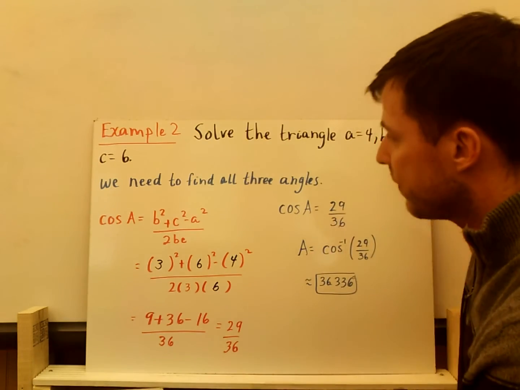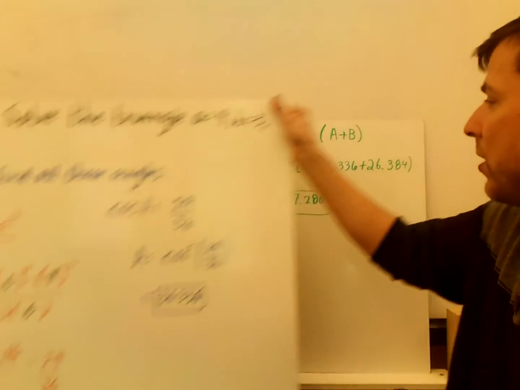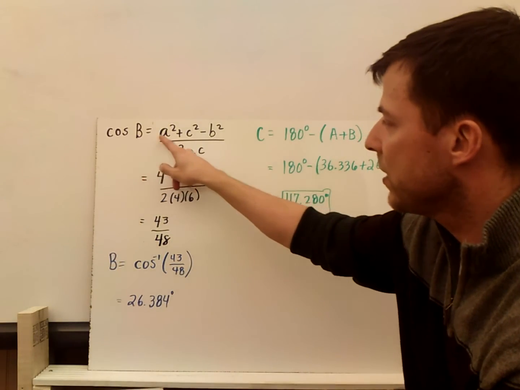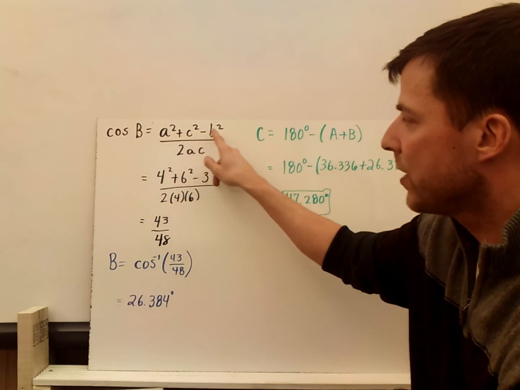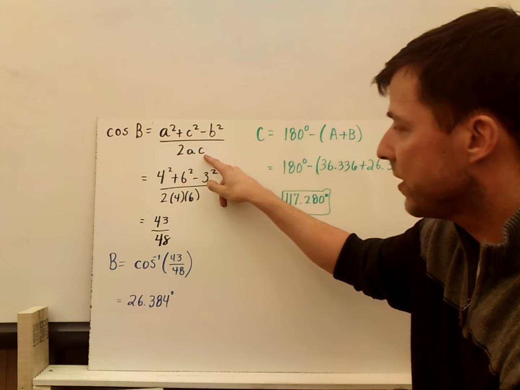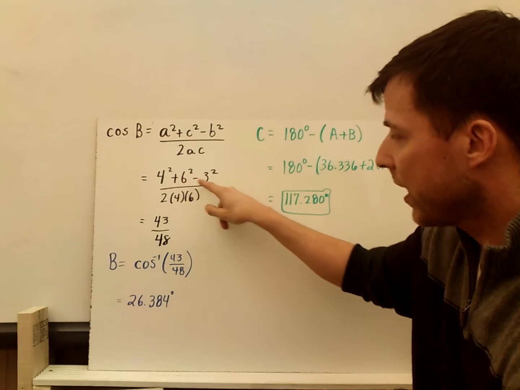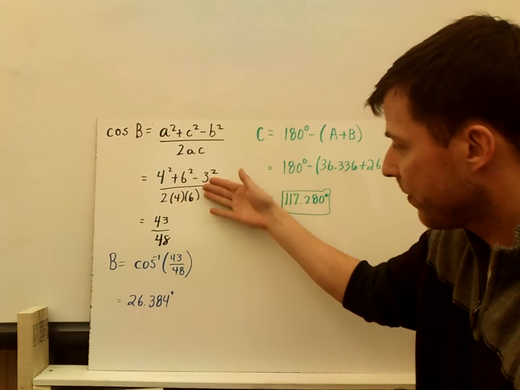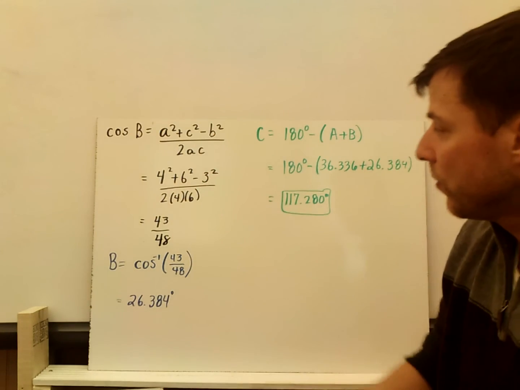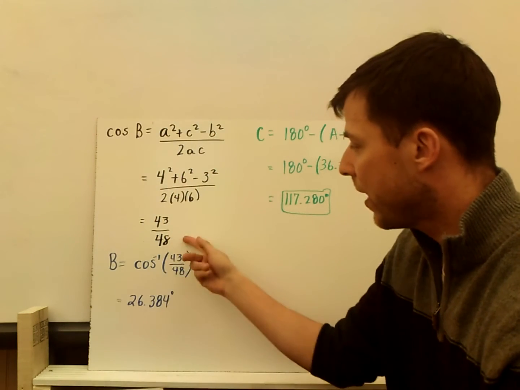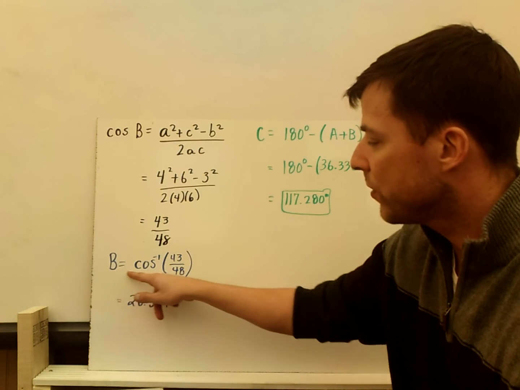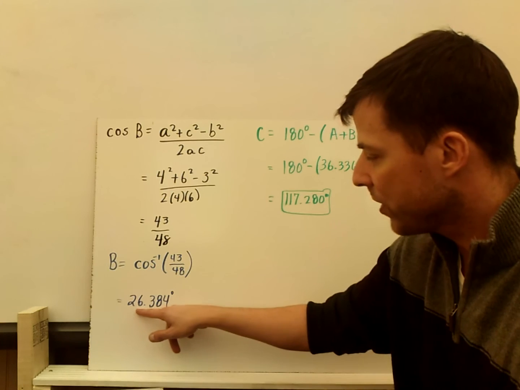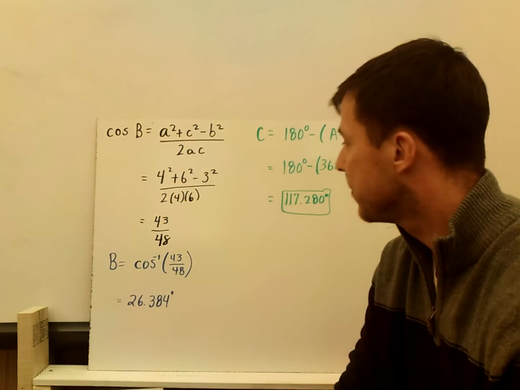So that's one angle. Now I have to find another one. I'll keep going alphabetically and find angle B. Cosine of B is equal to a squared plus c squared minus b squared over 2ac. Again, I plug everything I know in, substitute, and simplify. When I square those numbers and multiply the bottom, I get 43 over 48. So angle B is equal to the inverse cosine of 43/48, which is approximately 26.384 degrees.